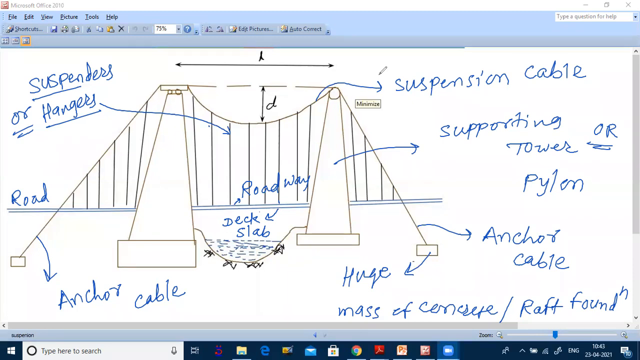Diagram is over. Just a minute, sir. 8 minutes. Okay. Done. Okay.